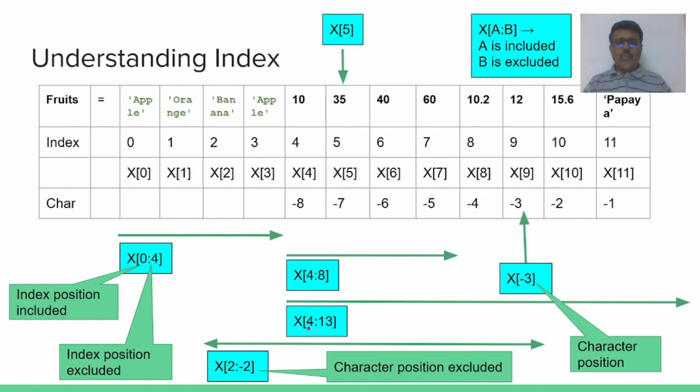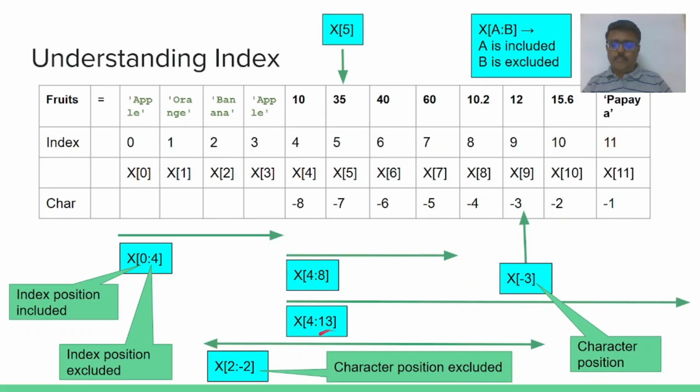Like this, for colon 13, we have seen last time that even if the end value is beyond the range, it will still be printed. And again, I'm repeating, compared to other programming languages, where 13 is not available, they will give an index out of range error. But Python will not return any error, it will show the value.